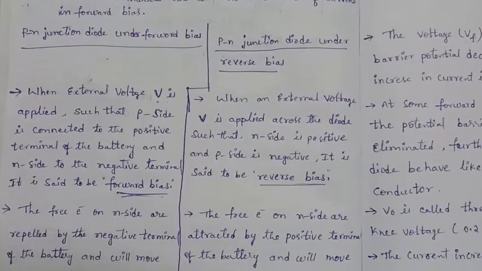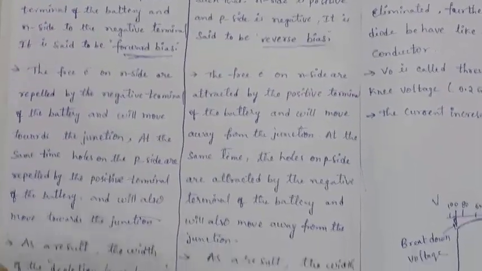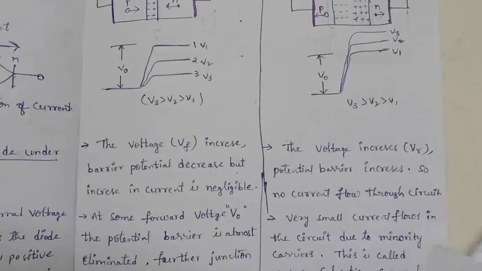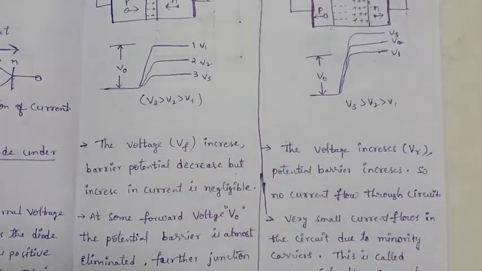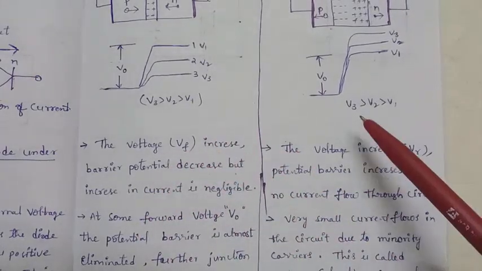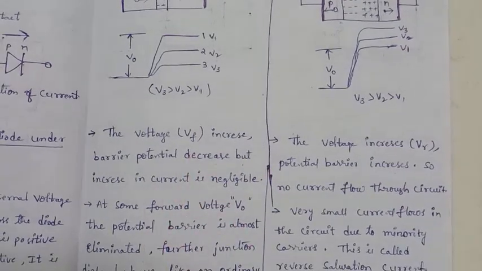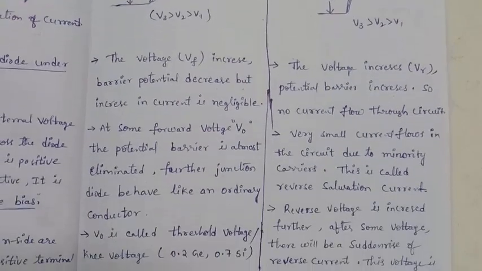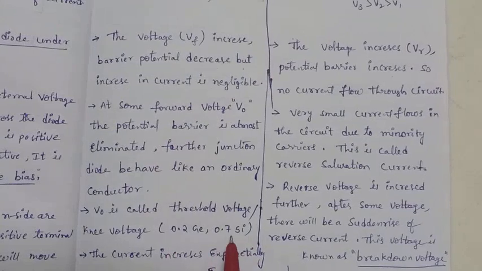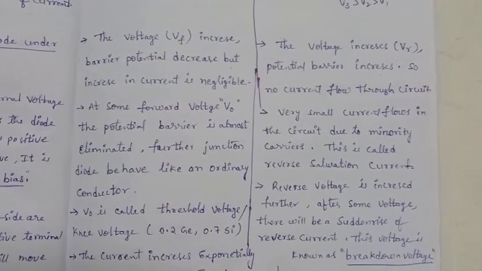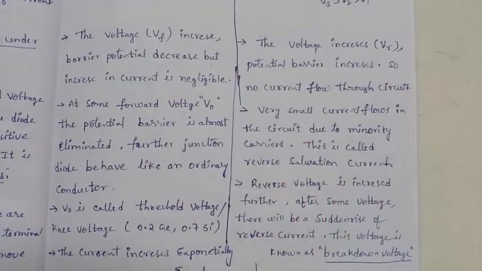Okay, once look all of you. So what is forward bias and what is reverse bias, how to change the depletion region, and next how to change the barrier height. By increasing the voltage in forward bias, the barrier height decreases. In reverse bias the barrier height increases. In forward bias, at a particular voltage the barrier is eliminated. That voltage is known as the threshold voltage or the knee voltage. For germanium it is 0.2 volts, and for silicon it is 0.7. At that time the current increases exponentially. But in reverse bias, a very small current flows due to the minority charge carriers. This current is called the reverse saturation current.